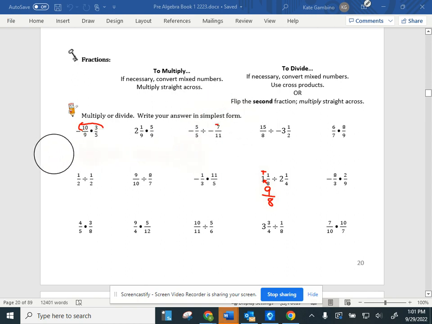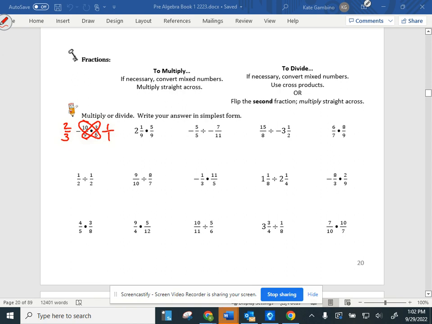There is another way that we can do this problem. Who knows how to cross simplify? Walk me through cross simplifying, Luca. No? You forgot. Tegan. So you see how many times 3 goes into 9? Yeah, so when we cross simplify, we go diagonally. What can I divide out of 9 and 3? 3. So 3 divided by 3 is 1. 9 divided by 3 is 3. Now we're going to look at my 10 and 5. What can I divide out? 5. What's 10 divided by 5? What is 5 divided by 5?